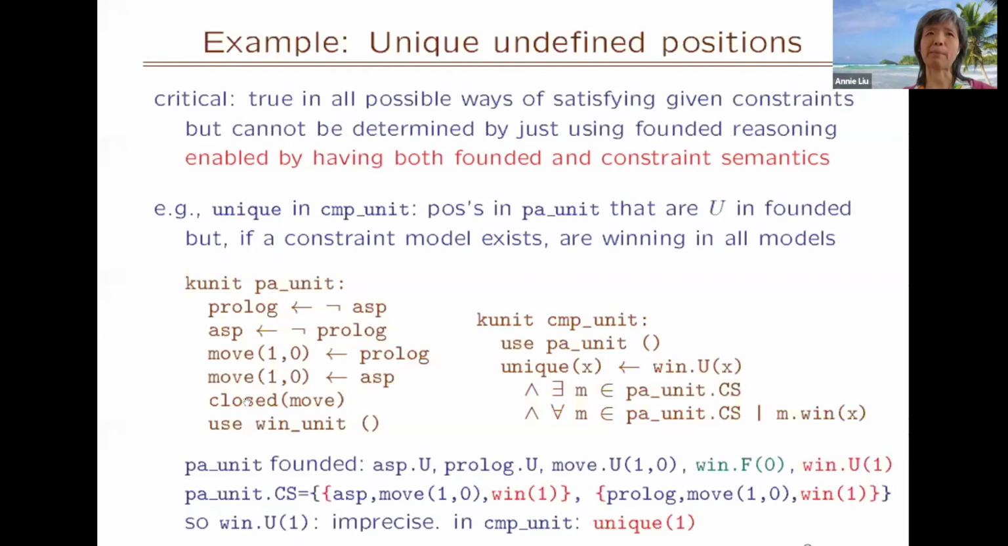So for this example, you have Prolog if not ASP, ASP if not Prolog, but in either case, you get move 1, 0. Closed means all other moves are false. So in this case, from 0, you cannot move anywhere, so 0 is false. But because move 1, 0 is undefined, so 1 is undefined. But if you use the constraint semantics, you have 2 models. In one ASP is true, in one Prolog is true. But in both cases, move 1, 0 is true, so win is true. So in this case, unique is true.